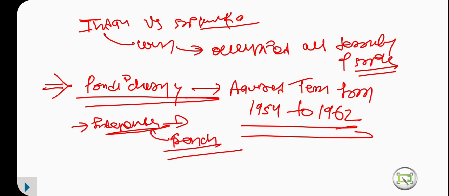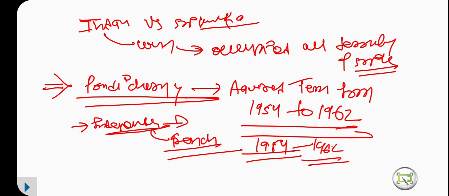If you look at Pondicherry, then we found that it was considered as an acquired territory. Pondicherry was an acquired territory from 1954 to 1962. What does it mean?